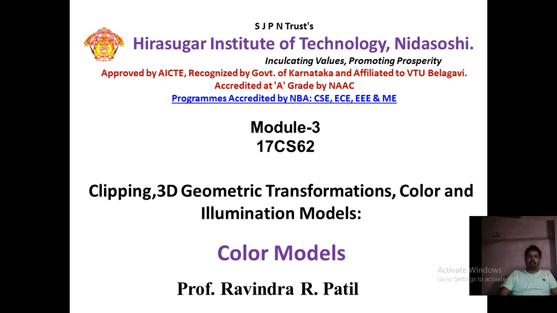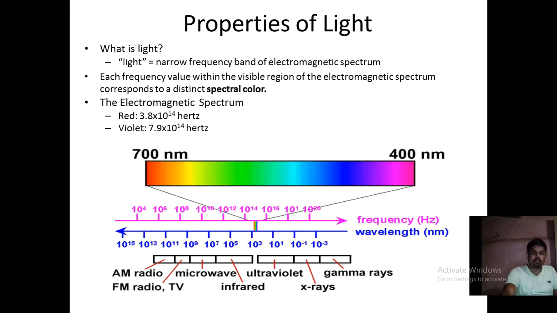In color models, the first topic is properties of light. What is light? Whatever our eye sees normally is light in general, but as per the definition, light is an electromagnetic spectrum which has a narrow frequency band. Only in that frequency range does the human eye see, and that is called light.